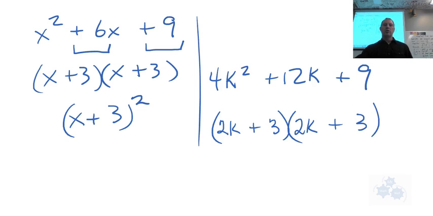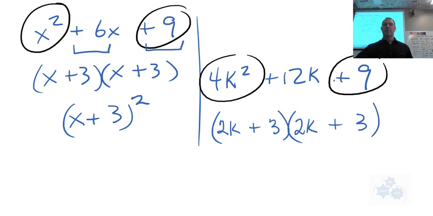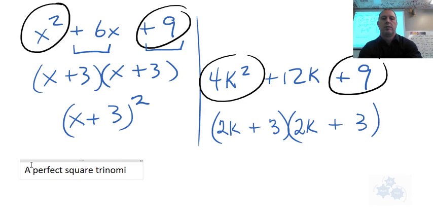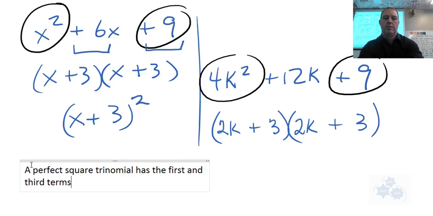And again, what you want to look at is, hey, are the first and last terms perfect squares? That's really important. So let's write that note down. A perfect square trinomial has the first and third terms as perfect squares. And those are the ones we've highlighted there.